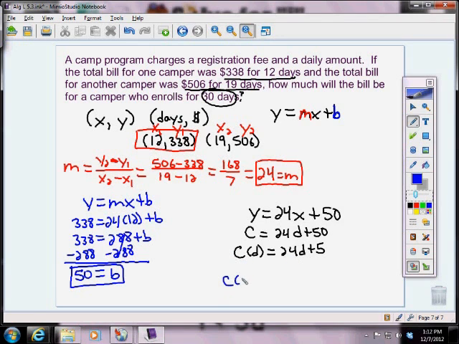I'm going to say the cost at 30 days is going to equal 24 times 30. Sorry, that's 50 there. 24 times 30 plus 50. And if you just type that into a calculator, you see that it's going to cost $770. So our cost at 30 days equals $770. And by finding that equation, it gives us the flexibility to find out what the cost would be dependent on the number of days you choose.